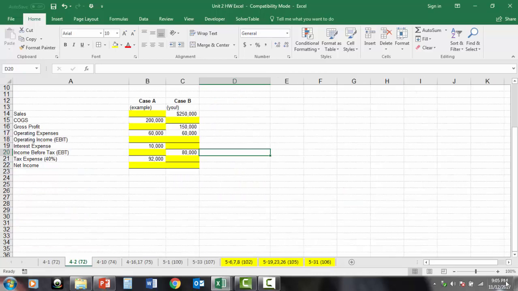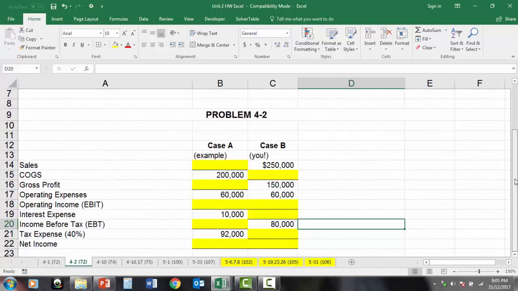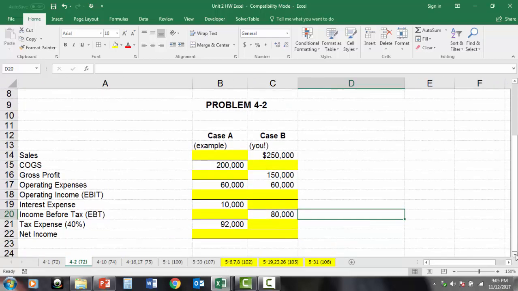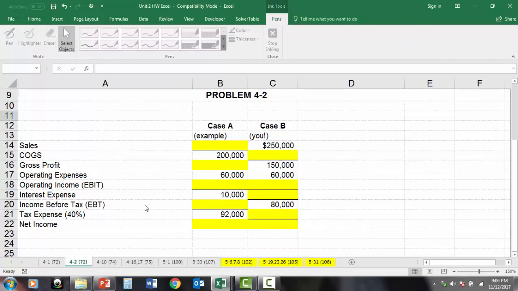Okay, moving on to 4.2, and that's a similar kind of problem. So we have to fill in the blanks. This one seems hopeless at first, but let's start at the bottom. I know the tax rate, so that 92,000 is 40% of my income before tax. So the algebra on that would be 0.4 times x equals 92,000, and then to unwind that, I would simply say 92,000 divided by 0.4 equals x. So there's my income before tax, 230,000.